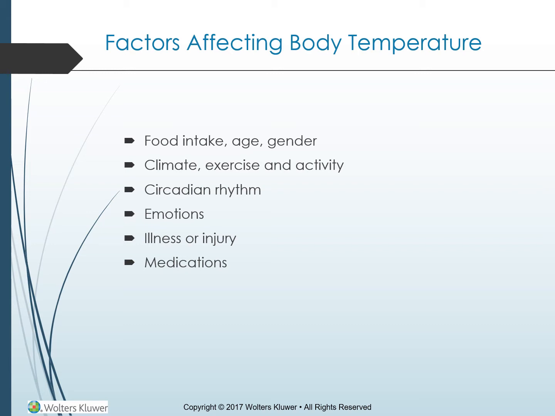Factors affecting body temperature. Food intake, such as protein, will increase the body's heat. Anorexia decreases the body's heat. Age: the older the person, the lower the temperature. Infections in older people do not always raise temperatures. Circadian rhythms: if you work night shift, your body is going to be cooler as opposed to days, because your circadian rhythms are in reverse.